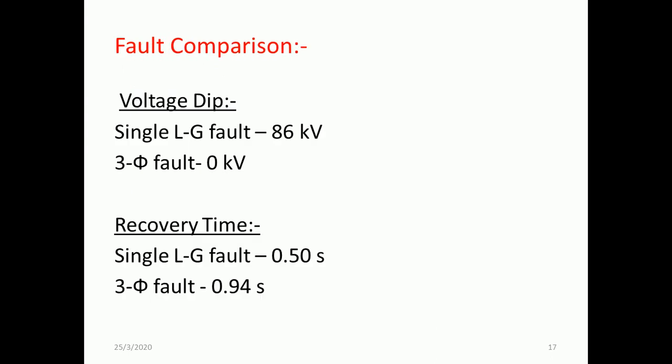You can observe that in the single line to ground fault, the voltage dropped to almost 86 kilovolt. In case of a three-phase fault, it dropped to almost 0 kilovolt. The recovery time in single line to ground fault was much less, it took 0.5 seconds, whereas in case of three-phase fault, it took more time. It took 0.94 seconds as compared to the single line to ground fault. So this is one more analysis which you can do in the software in terms of power quality.